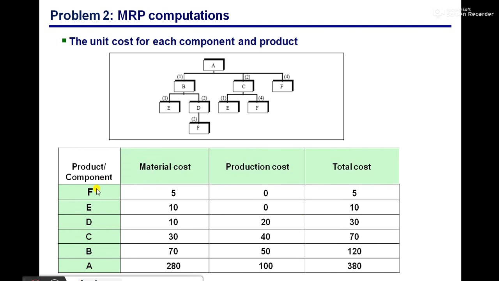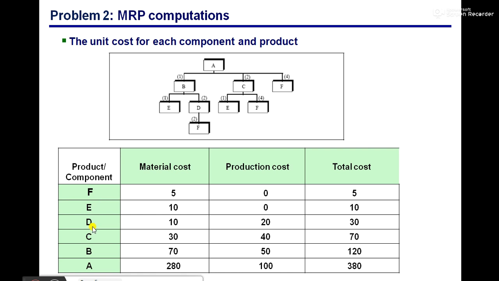We start with component F, which is at the bottom of the bill of materials. It is at the lowest level. As you can see, the total cost is equal to the material cost. This is because we didn't do any processing on component F. For component E, it is the same thing. We didn't do any processing on E.